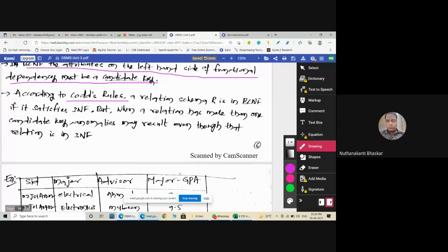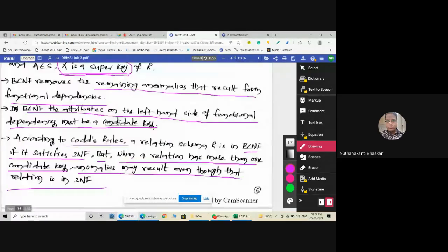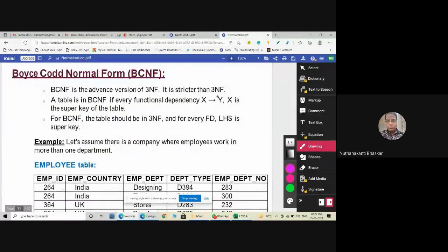A relation schema R is in BCNF if it satisfies 3NF, but when a relation has more than one candidate key, anomalies may result even though that relation is in third normal form. Here, I will show you some more definitions of Boyce-Codd normal form. Please follow the notes and practice in your databases so that you can get more idea.